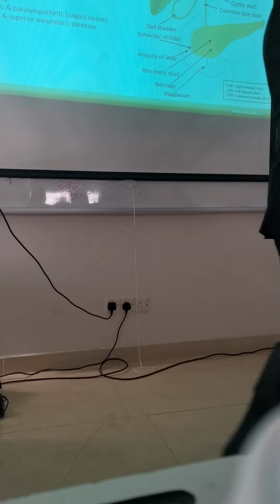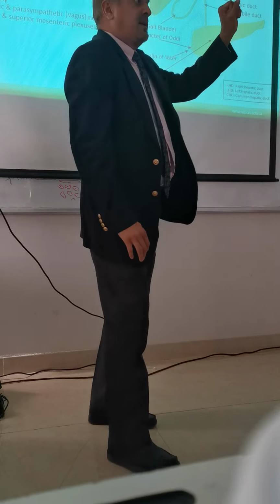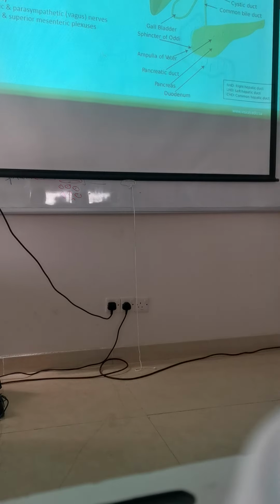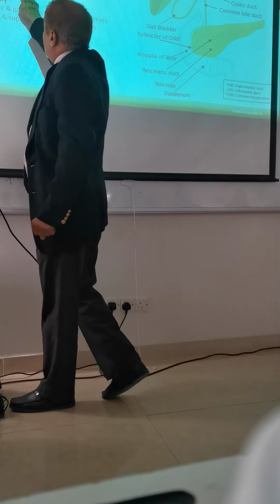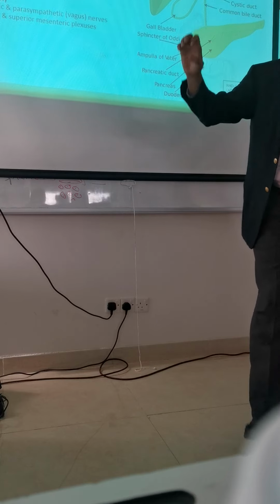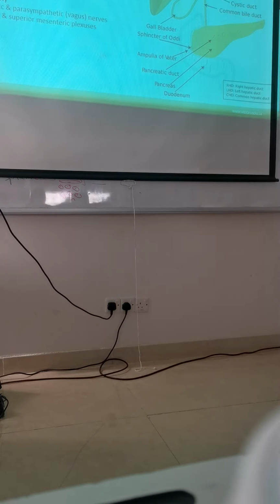And it is surrounded by a structure called the sphincter of Oddi. When we do like this, it means the sphincter is there. This sphincter is called the sphincter of Oddi. It doesn't allow flow all the time, but means the sphincter is there.